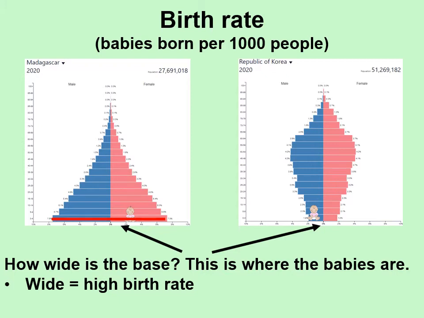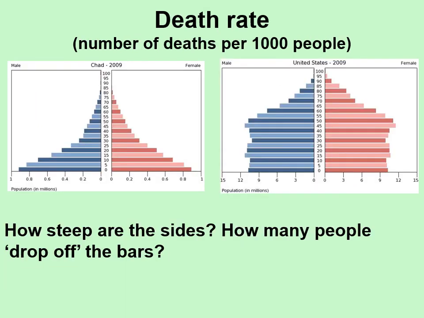If we look at the Republic of Korea, South Korea though, we can see that the bottom bar of the pyramid is very narrow, okay? And this means that there is a lower birth rate in Korea. We can also get an idea of the death rate for a country, so the number of deaths per 1,000 people. And to do this, we want to look at how steep the sides are.